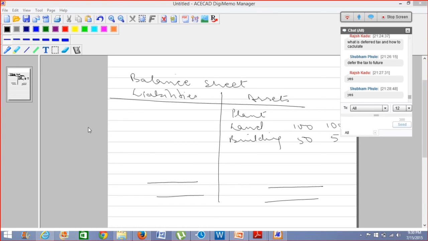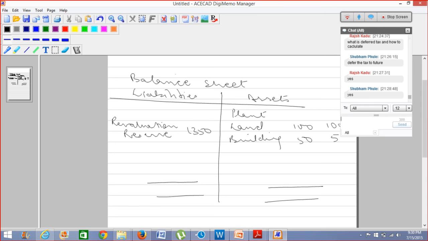So how will you balance the balance sheet? You will create a revaluation reserve account here on the liabilities side, a revaluation reserve account of rupees 1350. Is it clear? This point is clear?